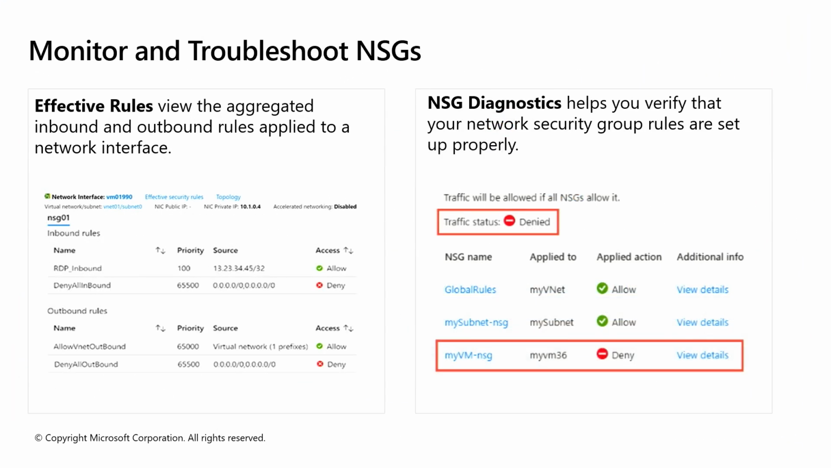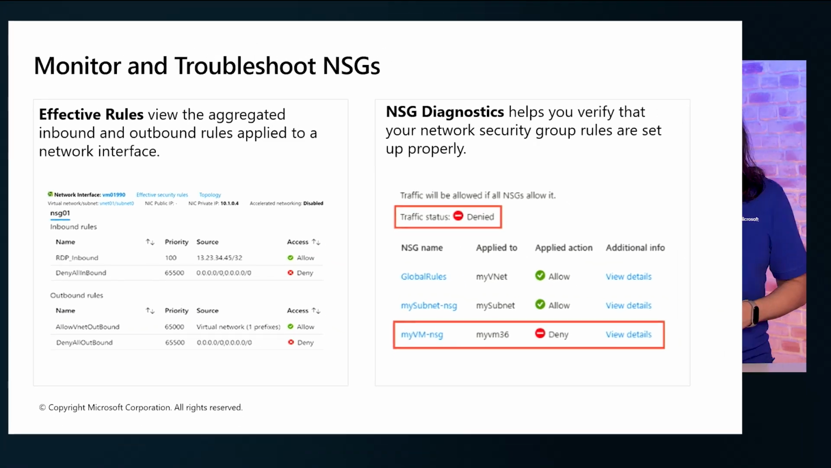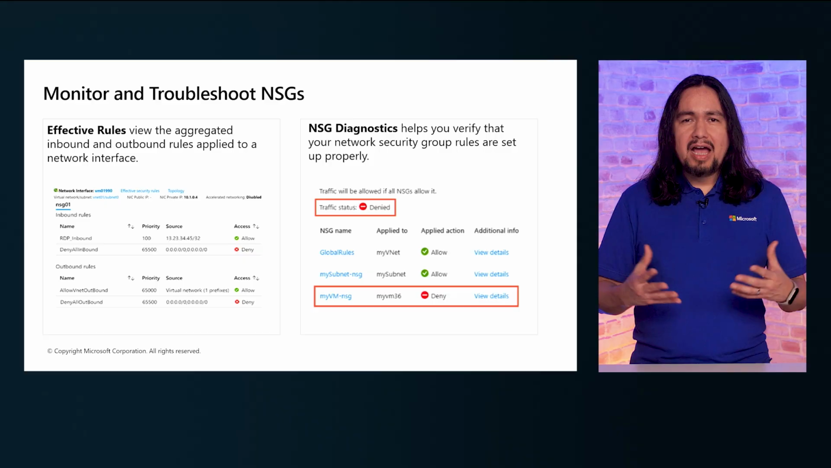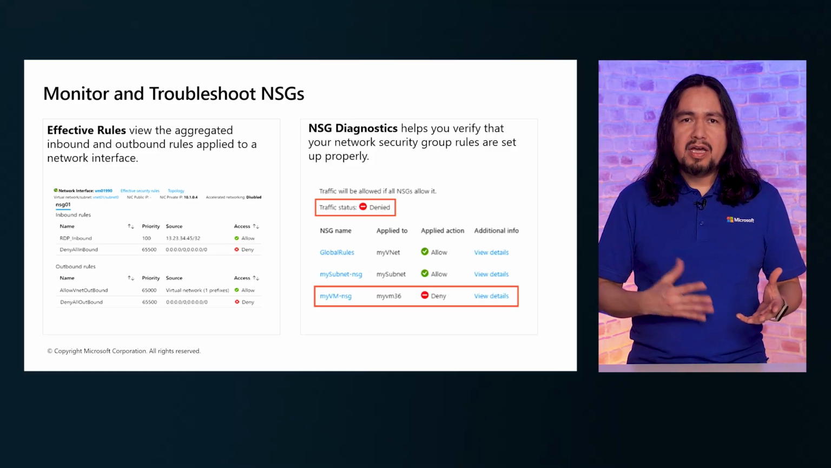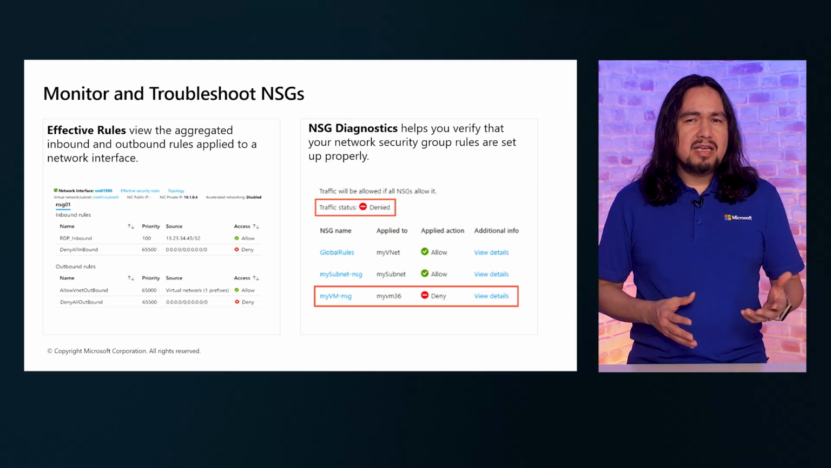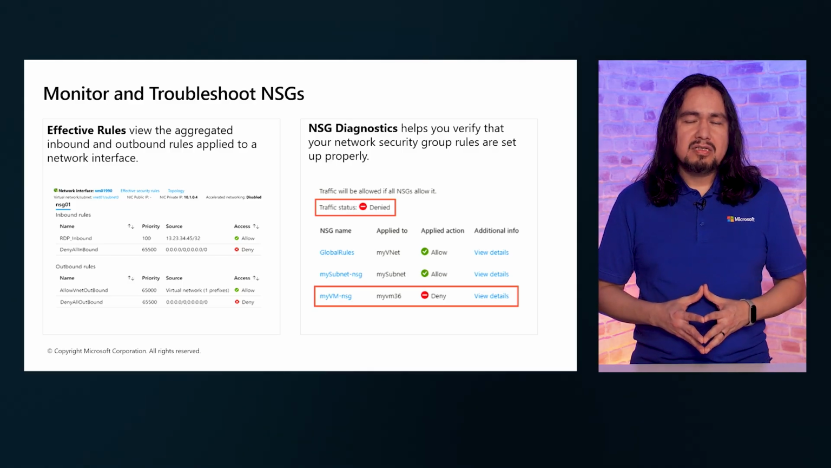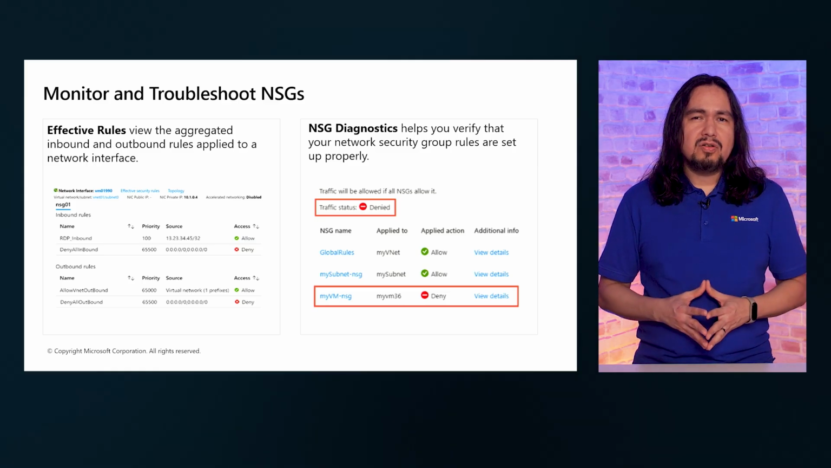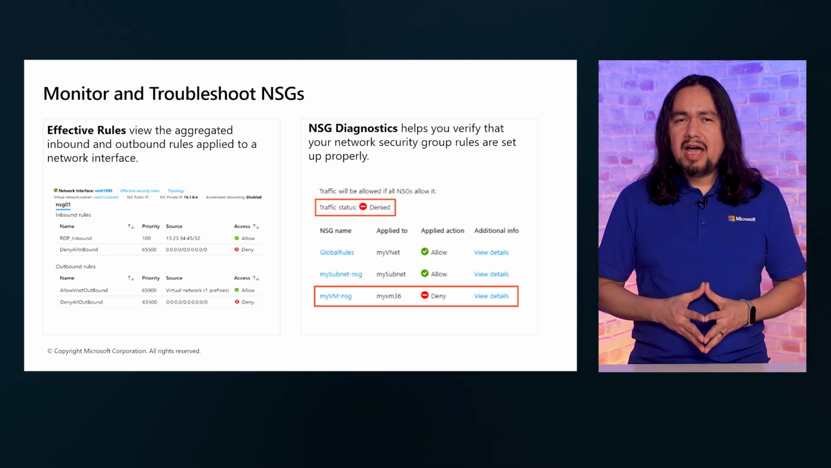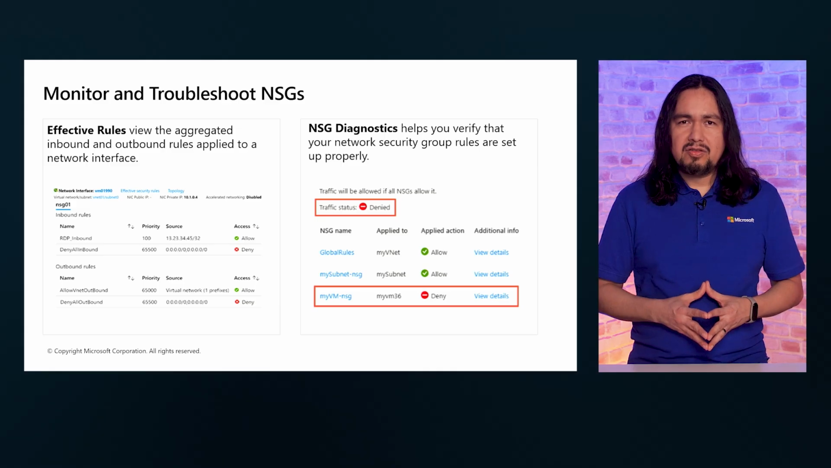In case you want to monitor or troubleshoot your NSG rules, there are a couple of tools that you can use from the Network Watcher. First, you have the effective rules, which give you an aggregated view of the inbound and outbound rules applied to a specific network interface card. And the second one is NSG diagnostics. It will help you verify that your NSG rules are set up properly. Also take a look at the video about network monitoring that is ahead in this training course.